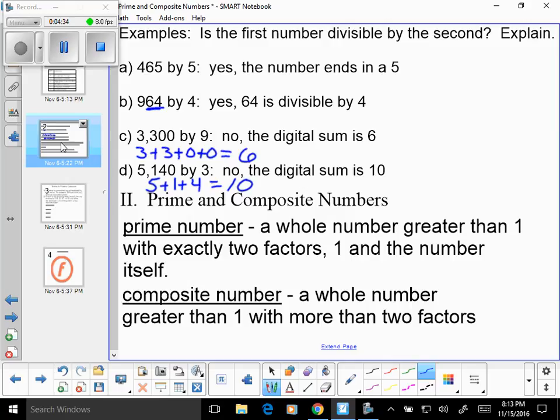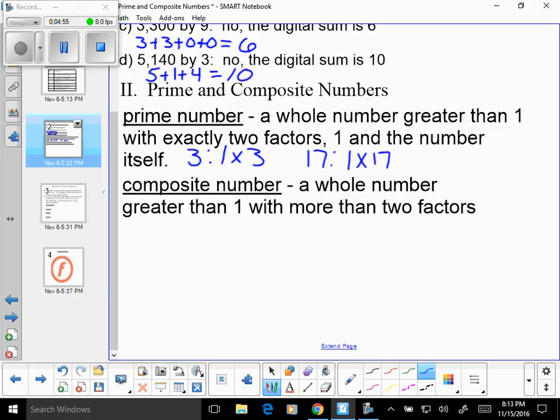For a prime number, you're only going to have 2 factors, 1 and the number itself. If we look at a number like 3, the only factors of 3 are 1 times 3. If we look at a number like 17, the only factors of 17 are 1 times 17. However, if we're going to go to a composite number, that means it has more than 2 factors.